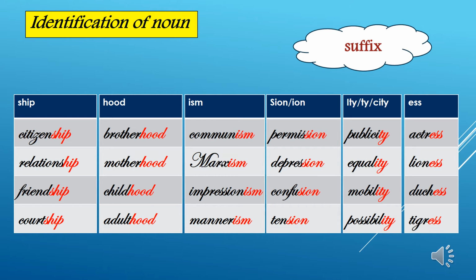Ess, sitting at the end of a word, creates nouns like actress, lioness, duchess, tigress. So, have you learned how to identify nouns without knowing their meanings?